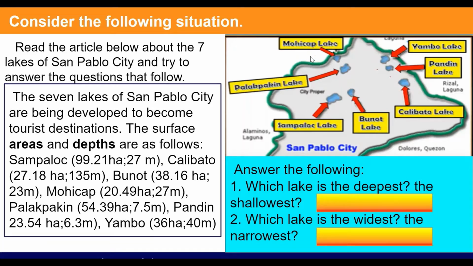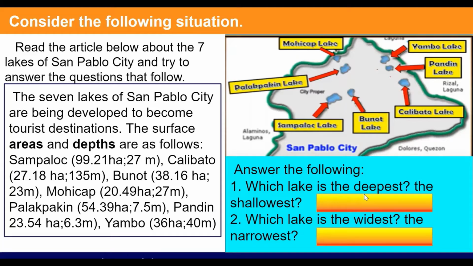Okay, so look at the map. As you can see, we have the labels here: the Mohicap Lake, Palakpakin Lake, Sampaloc Lake, Bunot Lake, Calibato Lake, Pandin Lake, and Yambo Lake. Now, let us answer the following questions. Number 1, which lake is the deepest and the shallowest? Look for the descriptions here, the area and the depth.